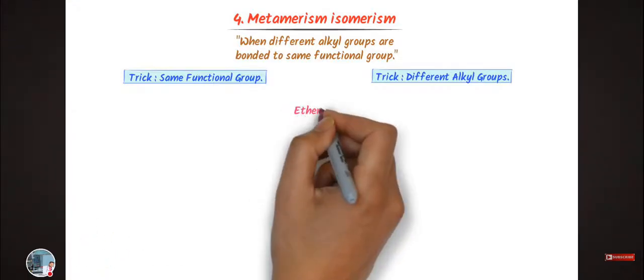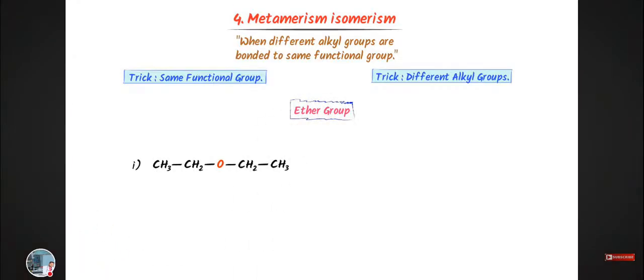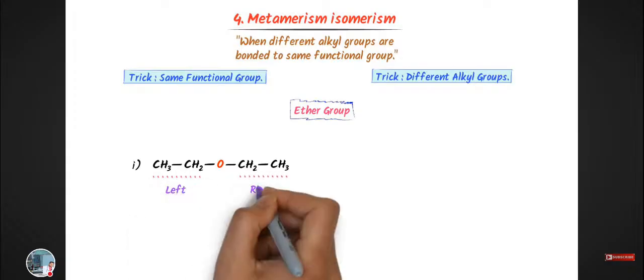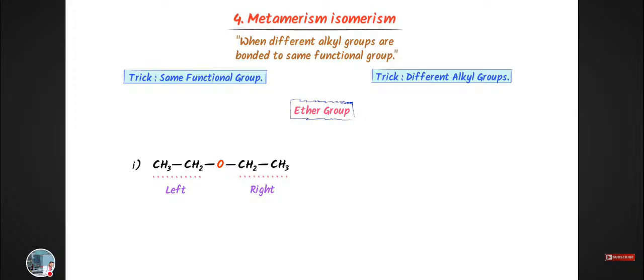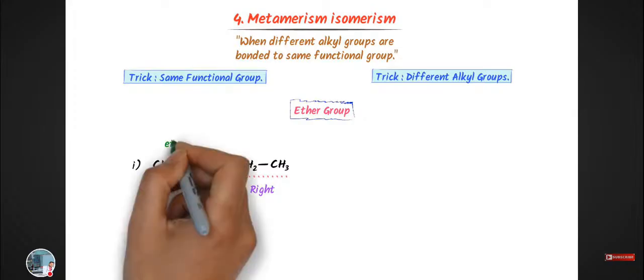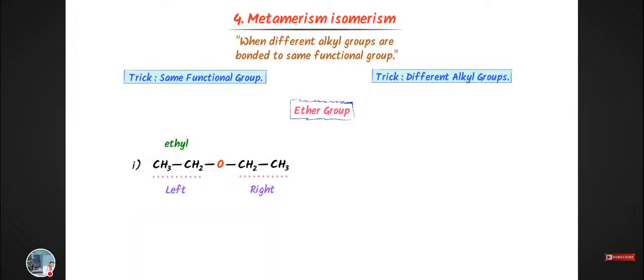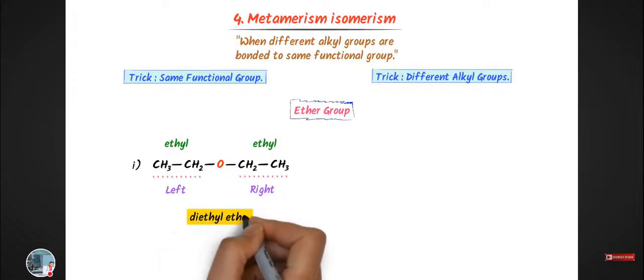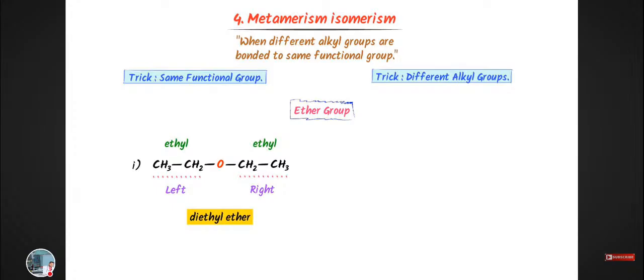Now consider ether functional group. The ether group is R dash O dash R. Here, let this be the left hand side of this ether and this be the right hand side of this ether. At the left side, there is ethyl, while at the right side, there is also ethyl. This ether contains 2 ethyl groups. We call it diethyl ether.